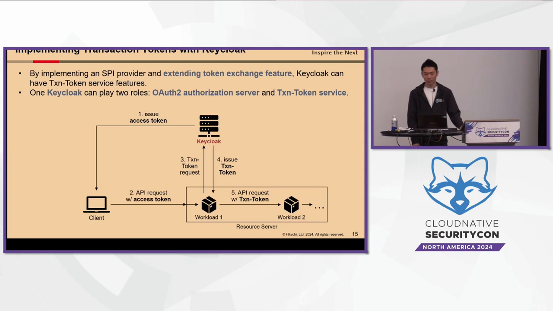Next, I will explain how to implement transaction tokens with Keycloak. As the previous slide shows, by implementing an SPI provider and extending the token exchange feature, Keycloak can have transaction token service features. By doing that, one Keycloak can play two roles. One is the OAuth2 authorization server, and one is the transaction token service. So Keycloak issues OAuth2 access tokens, and also issues transaction tokens.